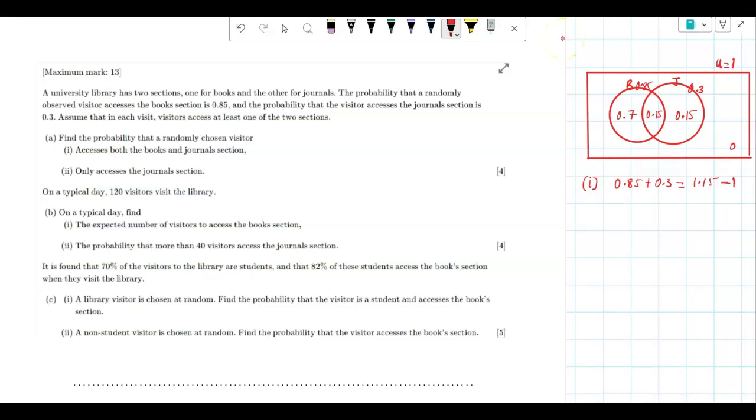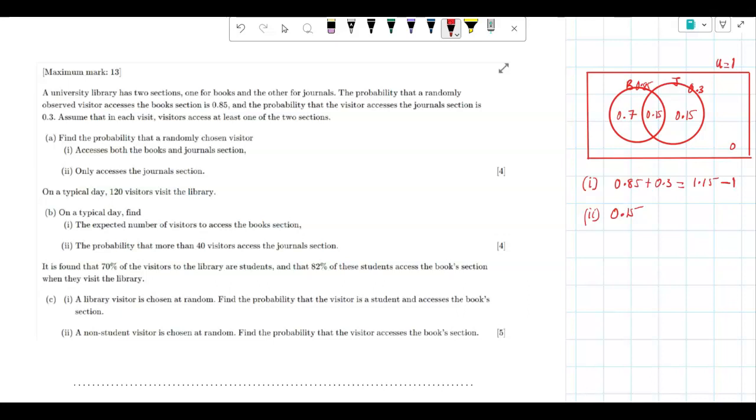Accesses only the journal section. So what is the probability that one accesses only the journal section? 0.15. This is only journal section. This part only. 0.15. On a typical day, 120 visitors visit the library.